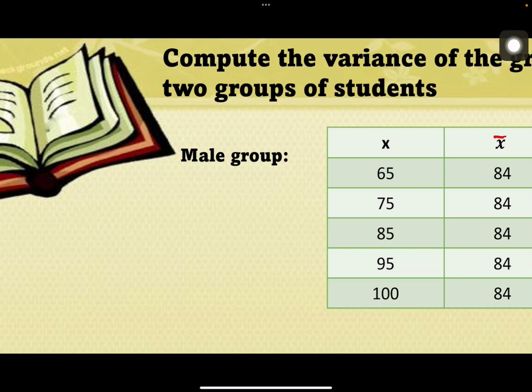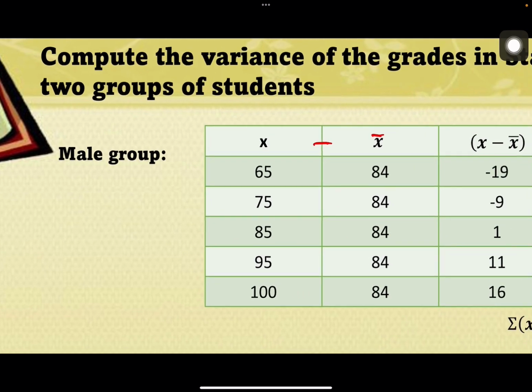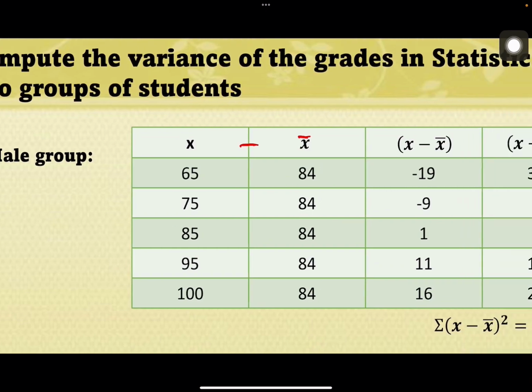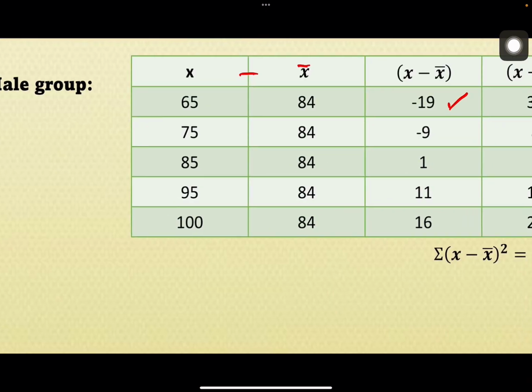So, mean natin, ima-minus natin sa x. So, x minus the mean. Pag minus natin yan, 65 minus 84, we will get negative 19. 75 minus 84 is negative 9. 85 minus 84 is 1. 95 minus 84 is 11. And 100 minus 84 is 16.